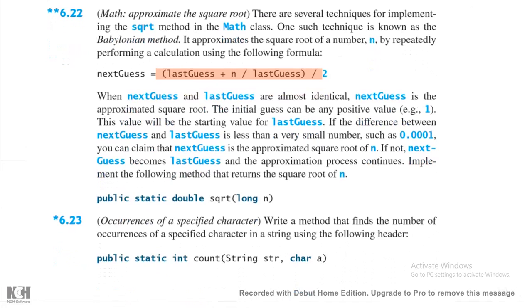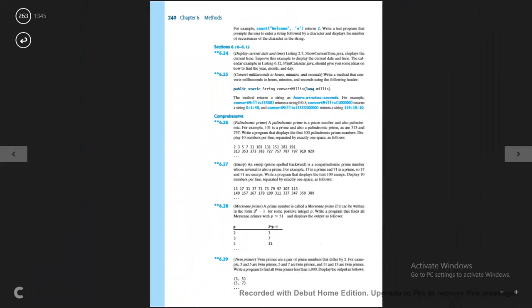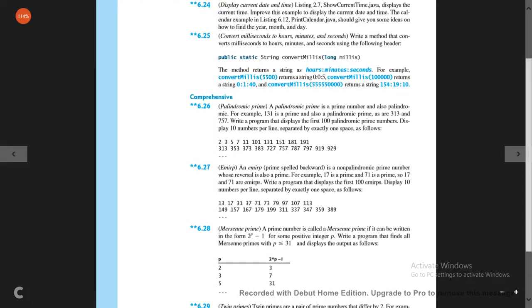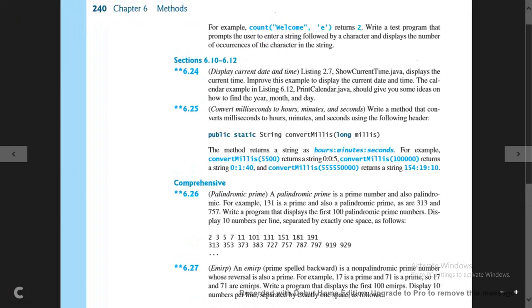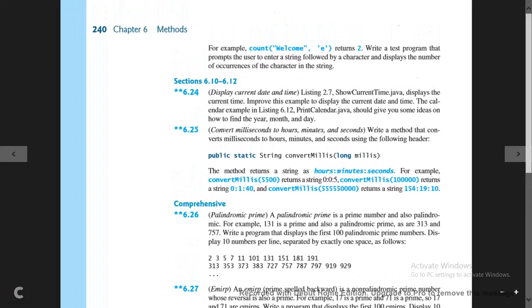Let's read through the question first. Write a method that finds the number of occurrences of a specified character in a string using the header. There's nothing hard about that. For example, count welcome, then we pass E. That's gonna return 2. Write a test program that prompts the user to enter a string followed by a character and display the number of occurrences of the character in the string.